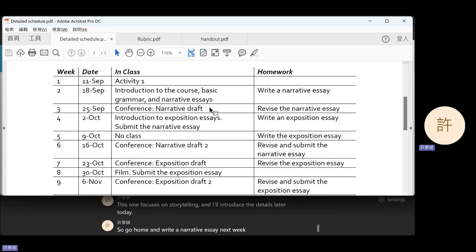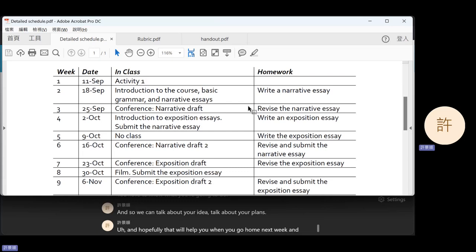Next week will be individual conferences. I will meet with each of you one-on-one to discuss your essay. Now, I know that not everybody is a fast writer. Some people need more time. So next week, you don't have to finish your first draft, but you do have to have a topic and a plan. You have to know what you're going to do. And so we can talk about your idea, talk about your plans, and hopefully that will help you when you go home next week and revise your narrative essay.